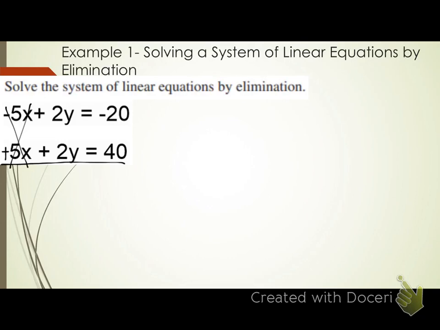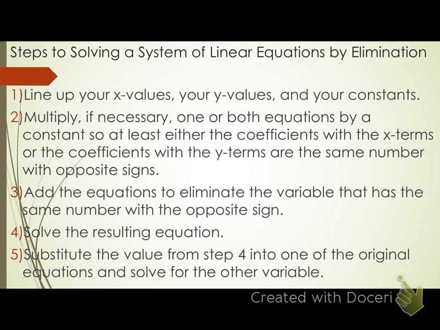Does everyone understand that? Negative 5x plus 5x is 0. They just cancel each other out. Now let's add the y's. What's 2y plus 2y? 4y equals, what's negative 20 plus 40? 20. Do not forget to add your constants column. I see that mistake happen a lot. You've got to add every single column. Okay? Now, I'm just left with an equation with the variable y in it. 4y equals 20. After I eliminate that variable, step 4, I'm solving the resulting equation.